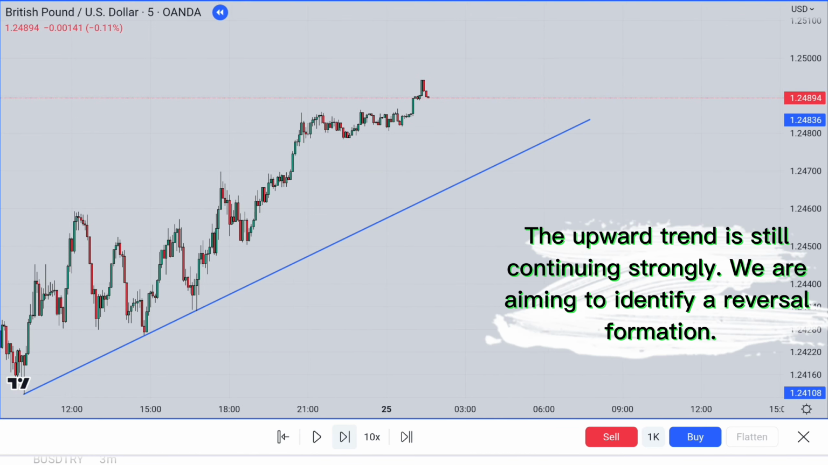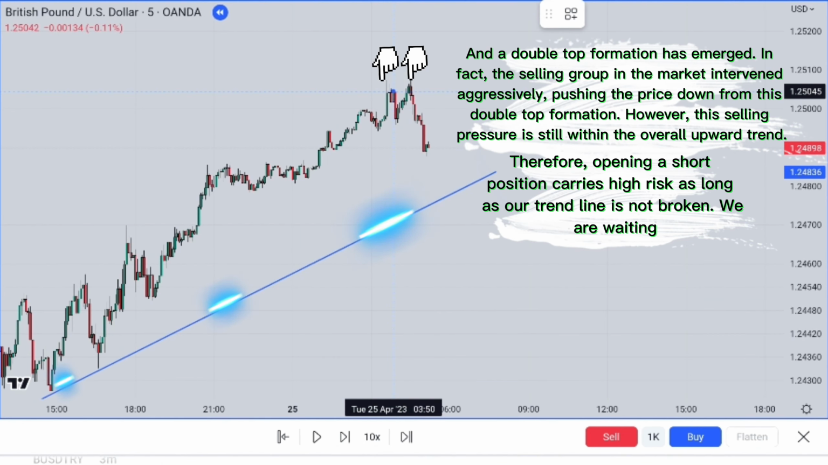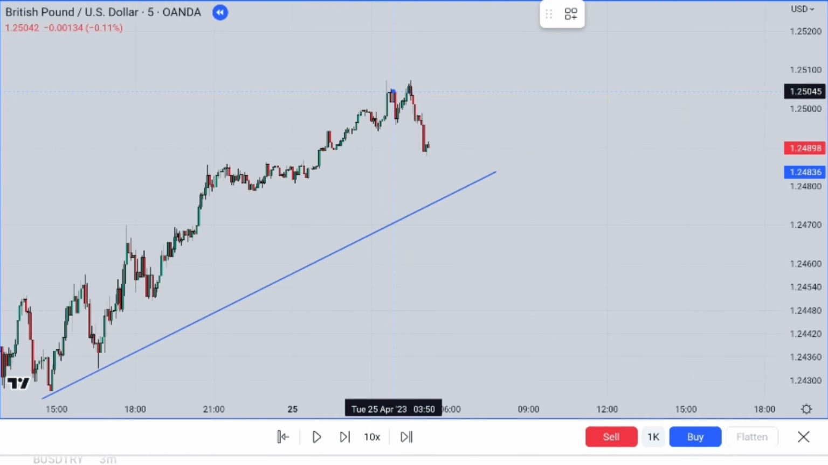The upward trend is still continuing strongly. We are aiming to identify a reversal formation. And a double top formation has emerged. In fact, the selling group in the market intervened aggressively, pushing the price down from this double top formation. However, this selling pressure is still within the overall upward trend.